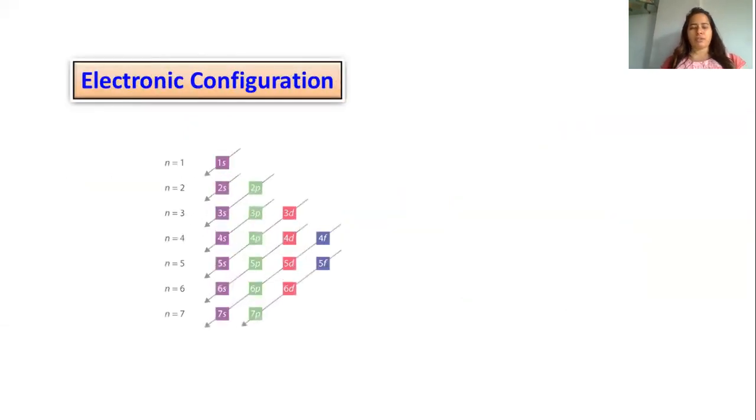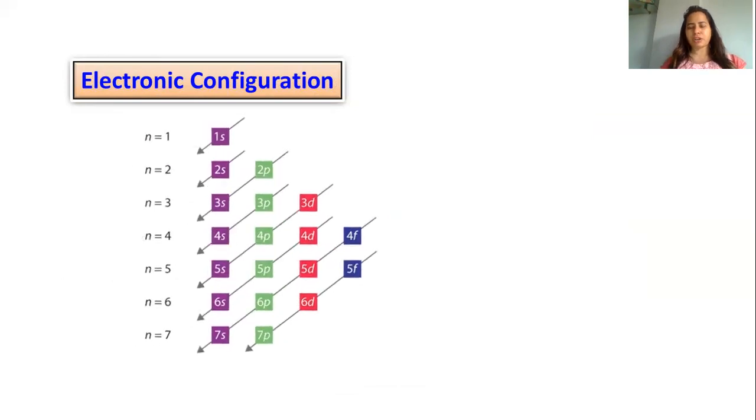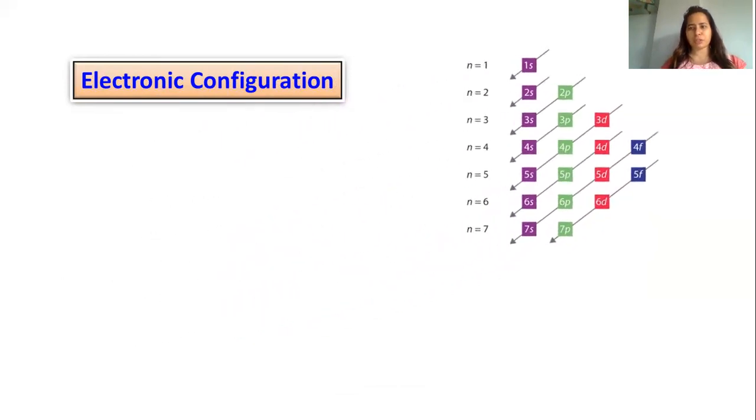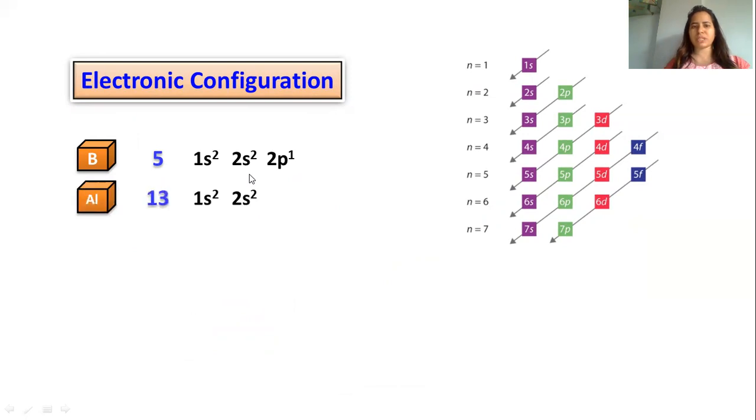Talking about the electronic configuration, we are going to write it on the basis of Aufbau's principle. First, boron: as the atomic number is 5, the electronic configuration becomes 1s2, 2s2, 2p1. For aluminium, the atomic number is 13, so we can say 1s2, 2s2, 2p6, 3s2, 3p1.